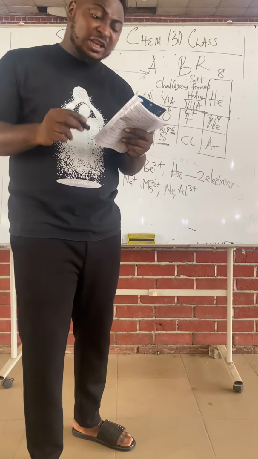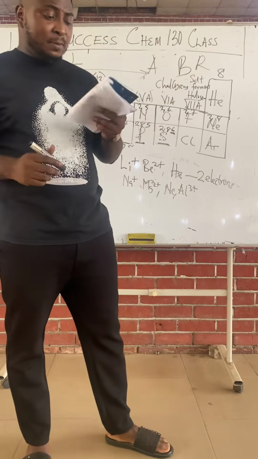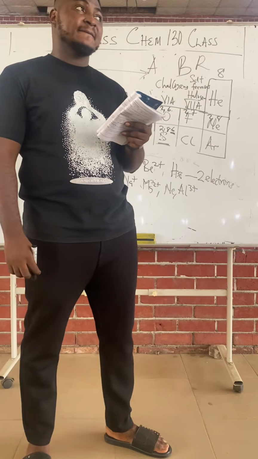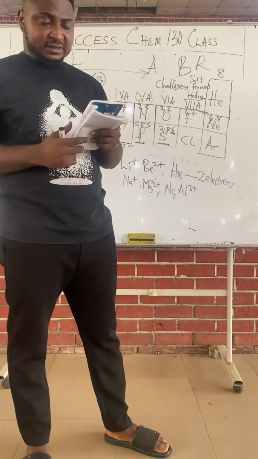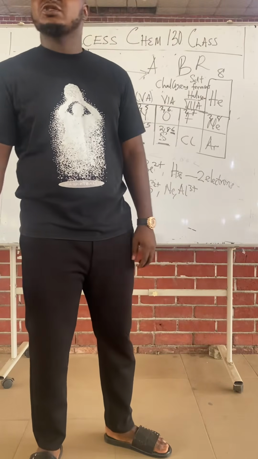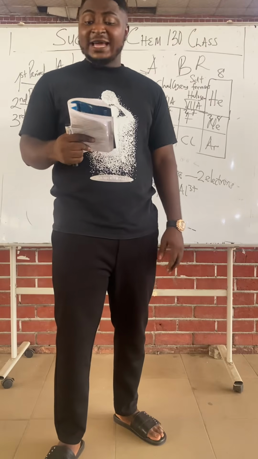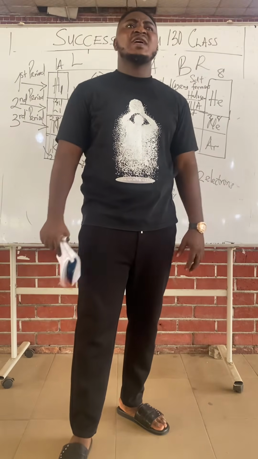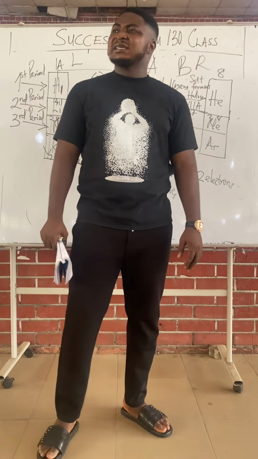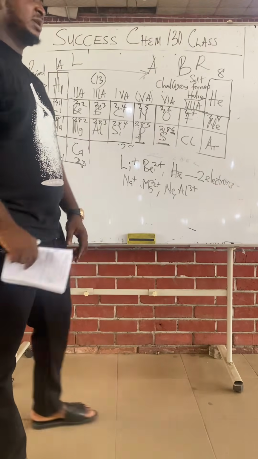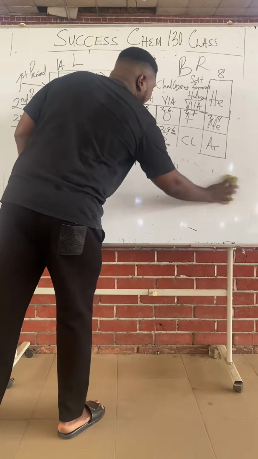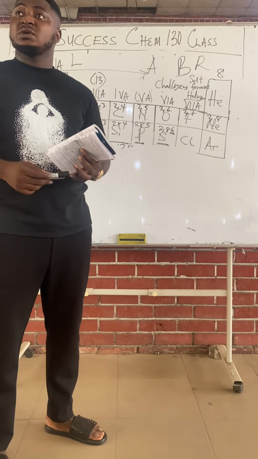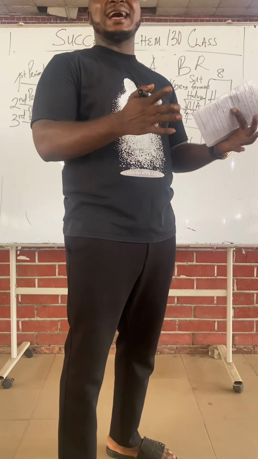So therefore, the size of the isoelectronic species decreases as the atomic number increases. So the more the atomic number, the lesser the size.